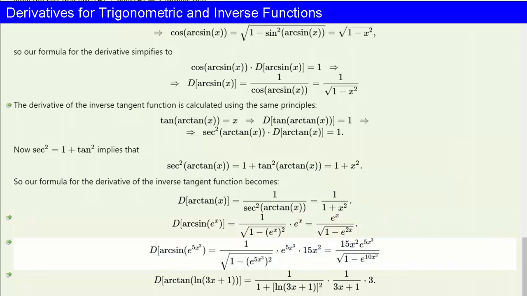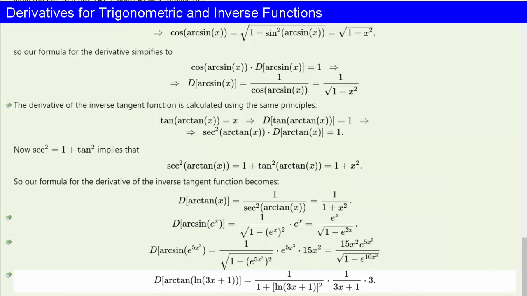The derivative of the arc sine of e to the 5x cubed. Well, more or less the same as before. Differentiating the arc sine gives you 1 over the square root of 1 minus e to the 5x cubed, quantity squared. And then you multiply by the derivative of e to the 5x cubed, and that is e to the 5x cubed times 15x squared. So when you clean it up, you get 15x squared e to the 5x cubed in your numerator, and in your denominator you get 1 minus e to the 10x cubed.